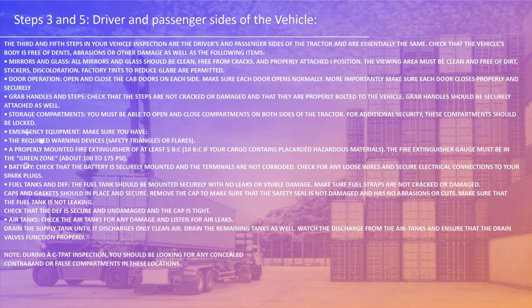More importantly, make sure each door closes properly and securely. Grab handles and steps. Check that the steps are not cracked or damaged and that they are properly bolted to the vehicle. Grab handles should be securely attached as well. Storage compartments. You must be able to open and close compartments on both sides of the tractor. For additional security, these compartments should be locked.